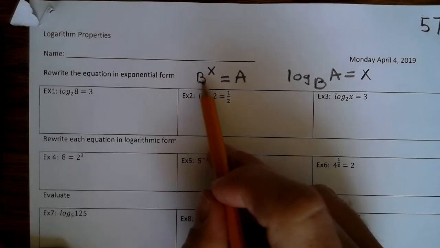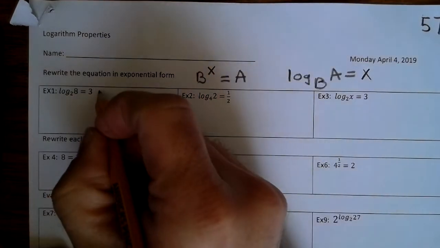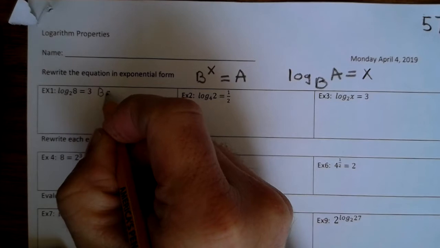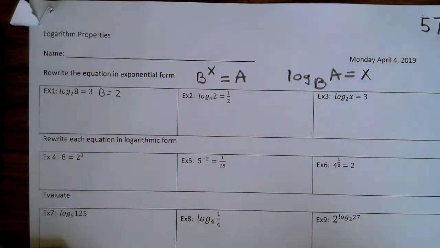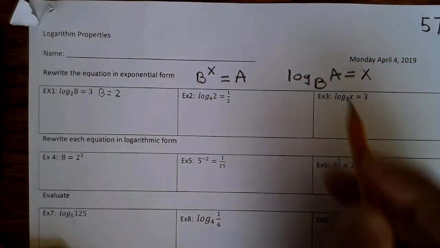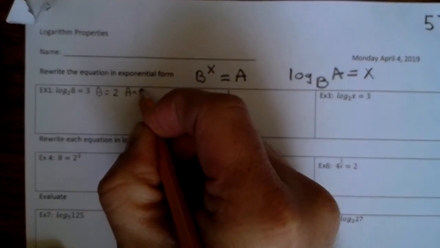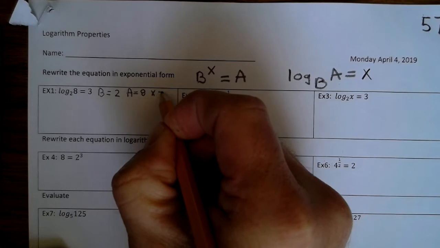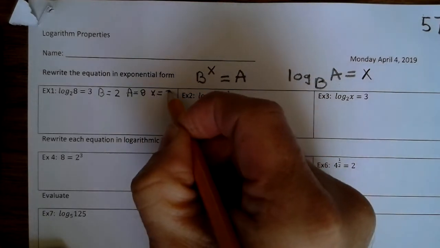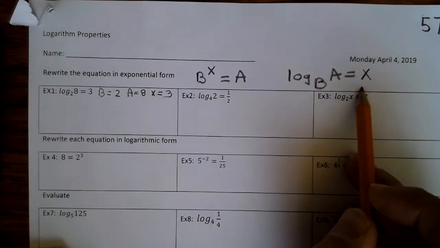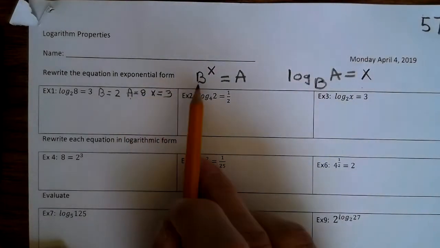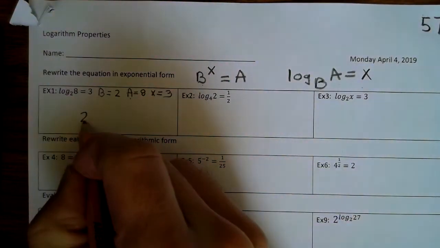So in this case, b equals 2, a is 8, and x is 3. And I'm basing that on this right here. So now I just plug those into here. So b is 2, so that's 2 to the x, which is 3, equals 8.